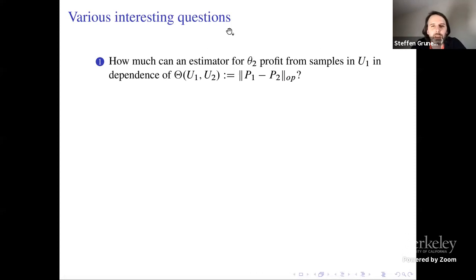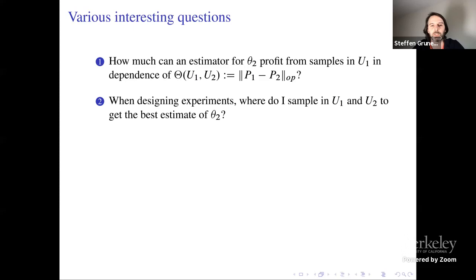So in this setting, there are obviously various interesting questions that you can ask. Actually, I find the setting quite complex, and I find it more challenging to figure out which is the right question to ask. So a lack of questions doesn't seem to be a problem in this context. The most natural question is: how much can an estimator for theta 2 profit from samples in U1 in dependence of the distance between the subspaces? Generally, I will use capital Theta of U1, U2 to describe the distance between the subspaces, here the distance in operator norm between the orthogonal projections.